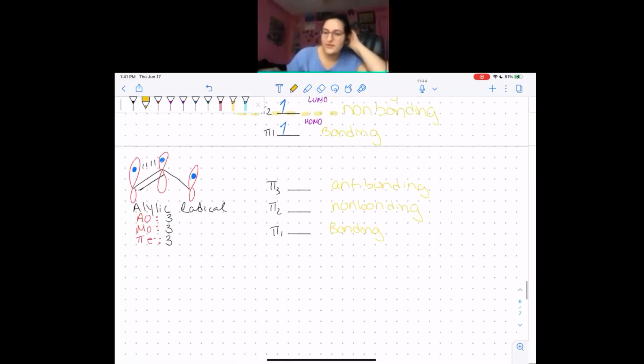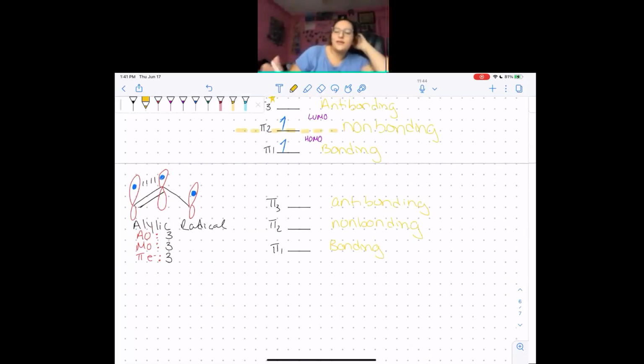Too far? Okay. So now that we have 3 pi electrons, we're going to do 1, we're going to do 2, and we're going to do 3. Okay, now this looks a little bit different because we only have 1 electron in the non-bonding orbital. Did we do something wrong? Because this looks funky.